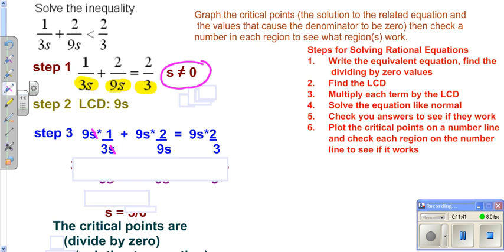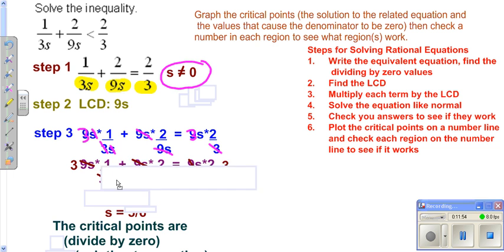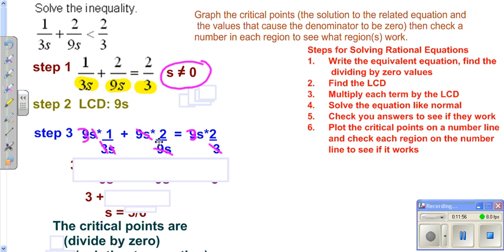Your s's drop. This 3 drops, making this 9 a 3. Your 9s here drop. And your 3 here drops, making this a 3. And then you want to look at what's left. You have your 3 here, plus the 9s drop, you just have a 2. Over here, you have your 3s and a 2. And so you get 5 is equal to 6s.